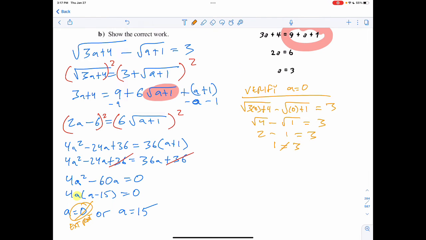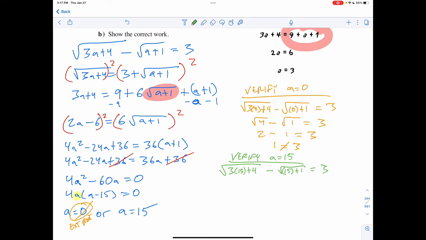It's an extraneous root. Well, let's double check and see if 15 works. If I take the square root of 3 times 15 plus 4, minus the square root of 15 plus 1, does that equal 3?